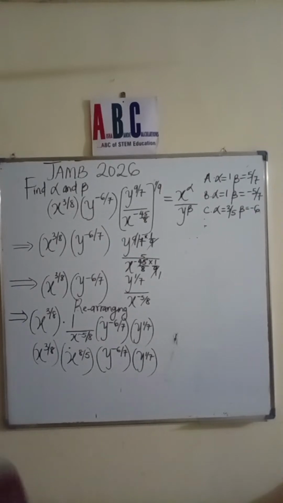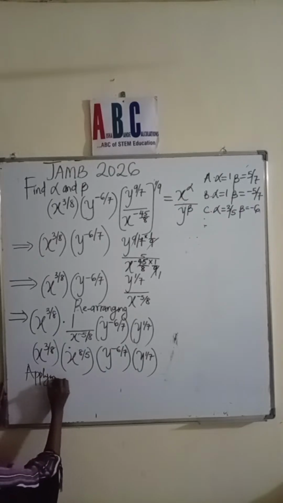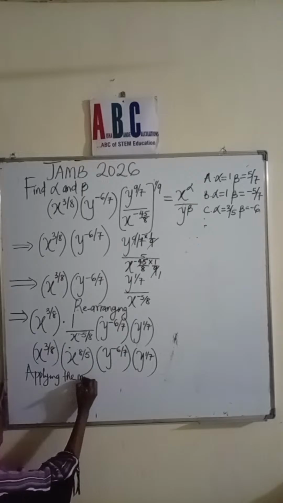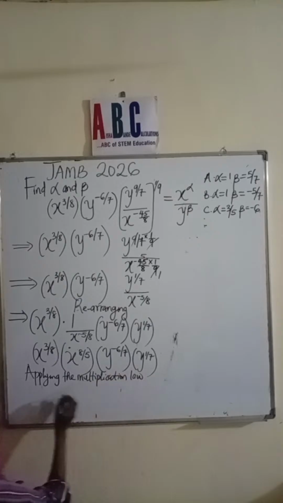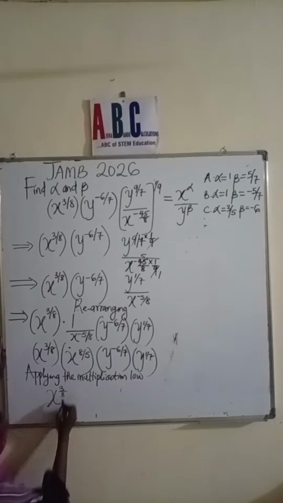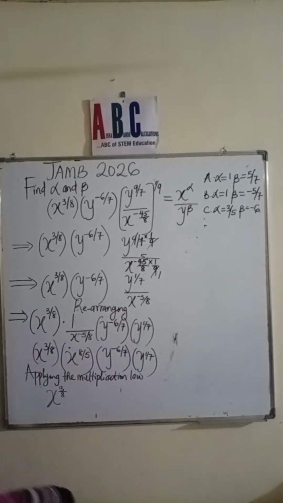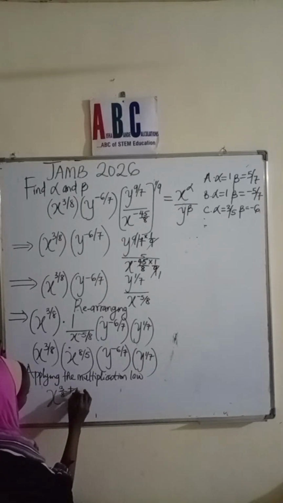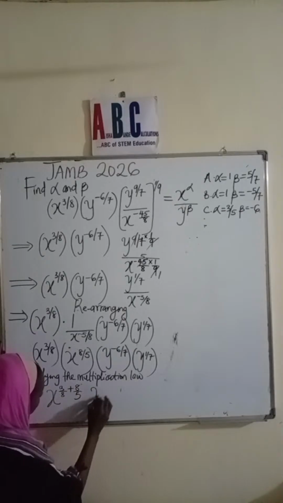Okay. So we are going to apply the multiplication law of indices, right? Mr. Larry, kindly go on. So what do we do to the powers? We pick one of the base, right? Okay, x to the power of 3 over 8, plus 8 over 5, multiplied by then y to the power of.